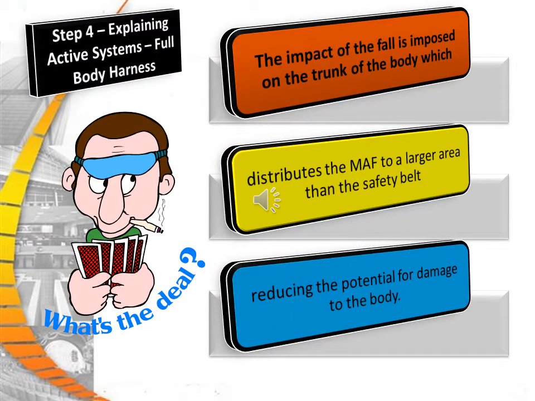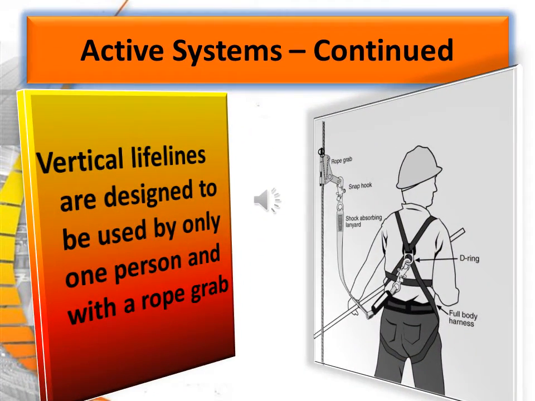The impact of a fall is imposed on the trunk of the body, which distributes the MAF to a larger area than the safety belt, reducing the potential for damage to the body. Vertical lifelines are designed to be used only by one person with a rope grab. Here's a picture of one.